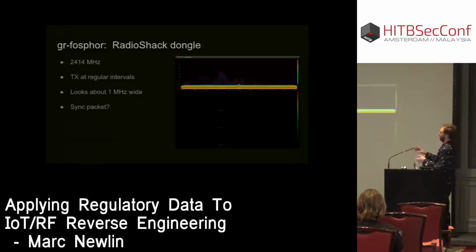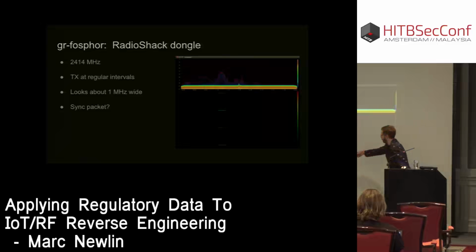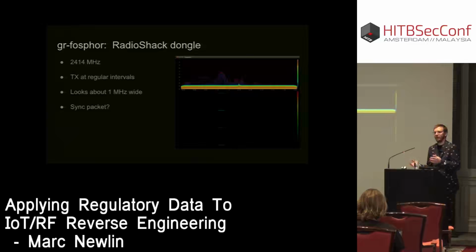This is the gr-fosphor plot from just the dongle alone in the Faraday cage. The idea is that the dongle is going to transmit to the mouse, either ACK or sync packets or whatever, and the mouse is also going to transmit to the dongle. So in order to determine what is coming from the dongle, we first start with that, and we can see that it's transmitting these packets at regular intervals, and that it's camped at 2414 megahertz. Because it's transmitting at regular intervals, we can infer that it might be timing synchronization information.